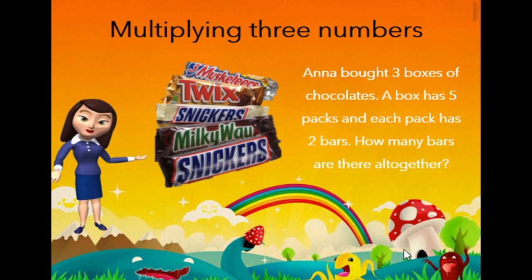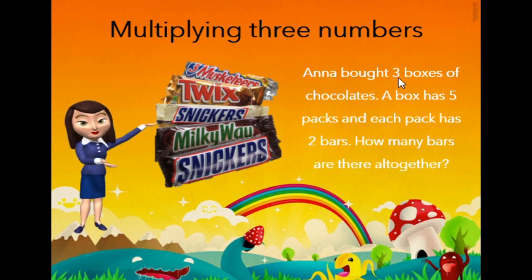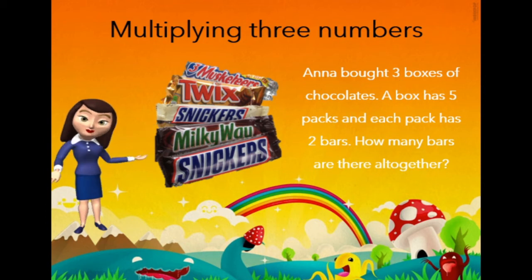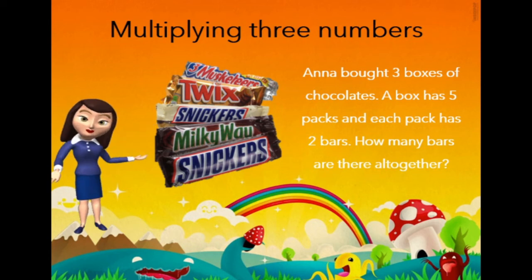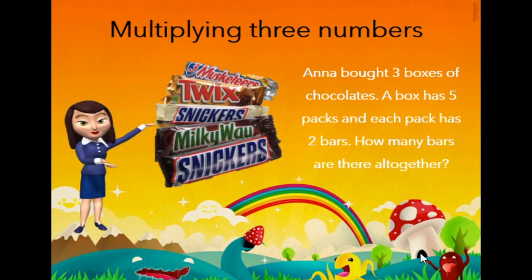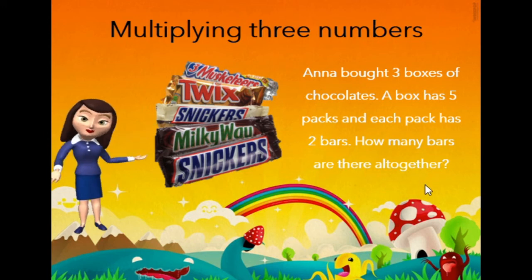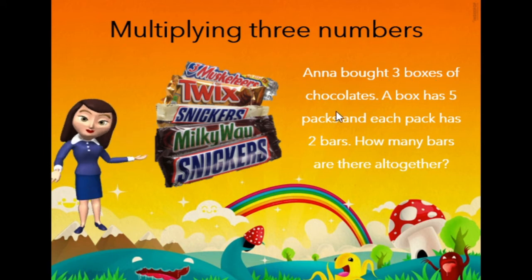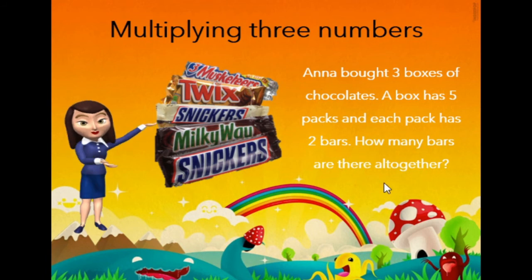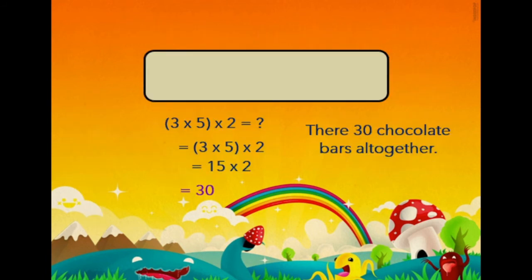Again, I'll repeat. Anna bought 3 boxes of chocolates. Okay? A box has 5 packs, and each pack has 2 bars. How many bars are there altogether? If you can see in the problem, how many numbers are there? Good job. There are 3. It's the 3 boxes, 5 packs, and 2 bars. Let's see how we're going to solve for the answer.